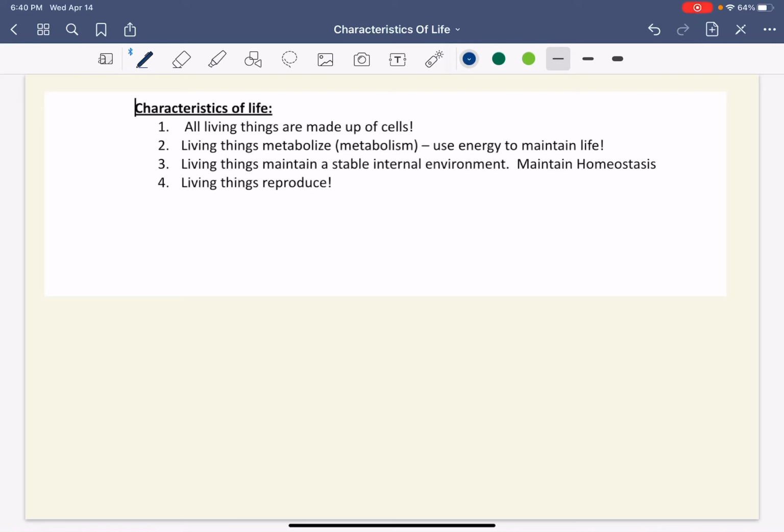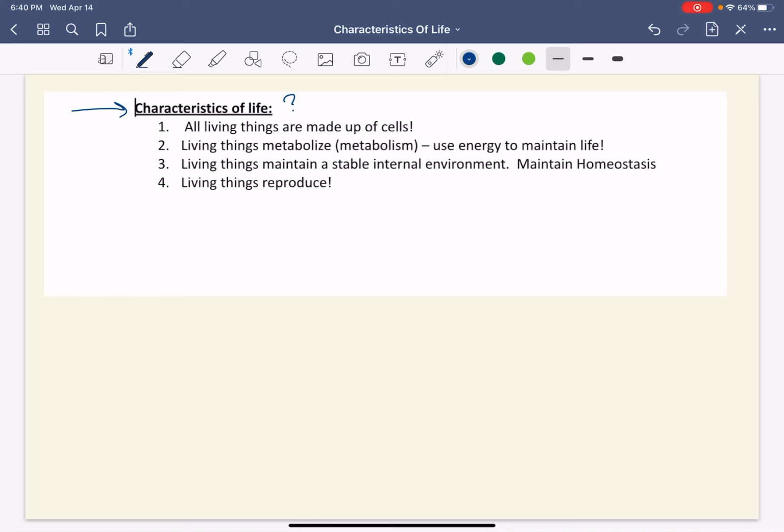All right, hello, ladies and gentlemen, and welcome to Characteristics of Life for Living Environment. We're going to go straight into the material. So, the very first thing that a living environment teacher teaches about is characteristics of life. What makes something living? Why are you living as opposed to a rock or as opposed to a desk? So that's what we're going to briefly discuss here in this video.